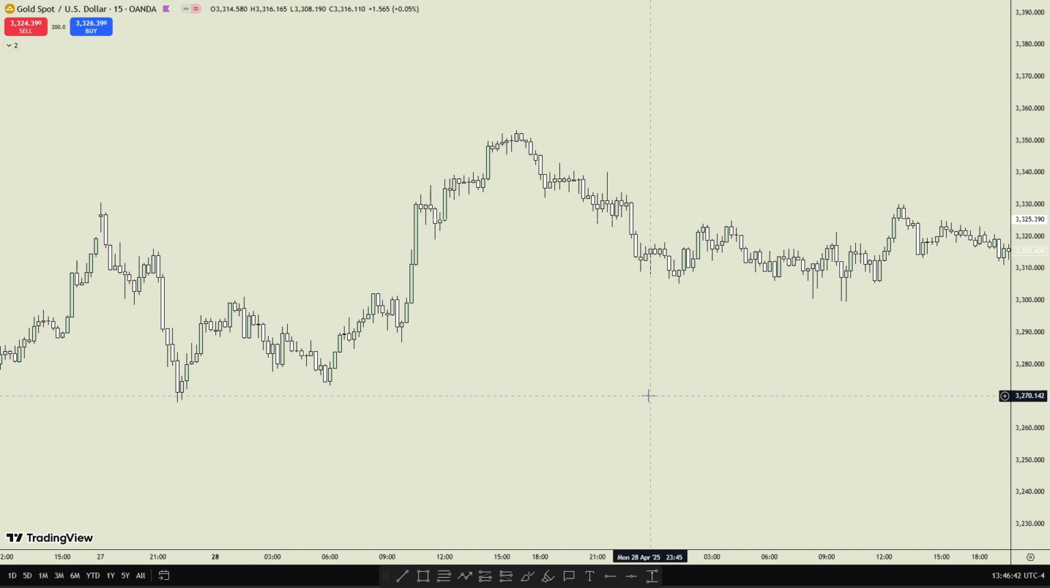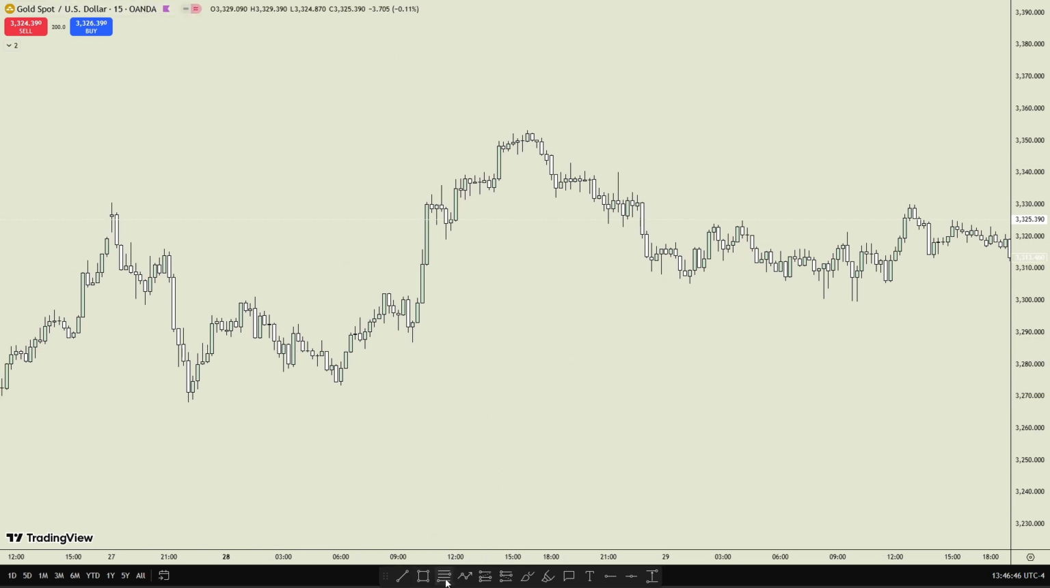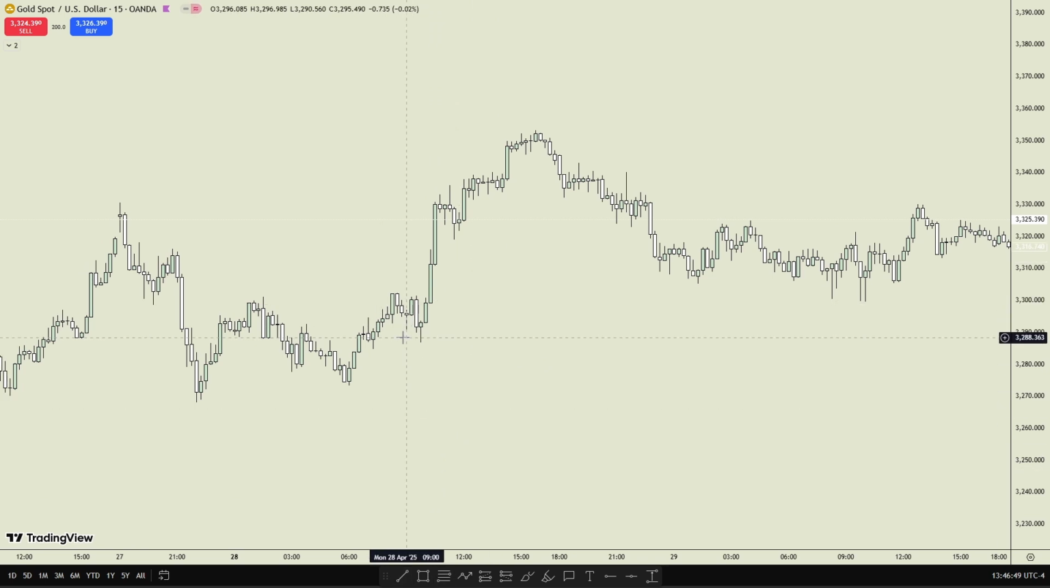Okay, so I have this structure on the 15-minute time frame now on XAU USD. And what I've noticed, we have a low right here.